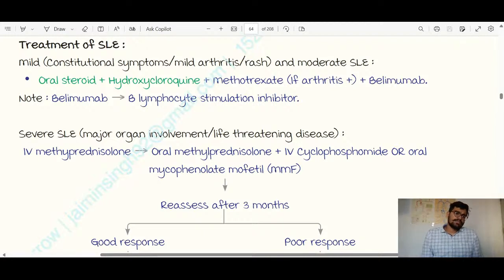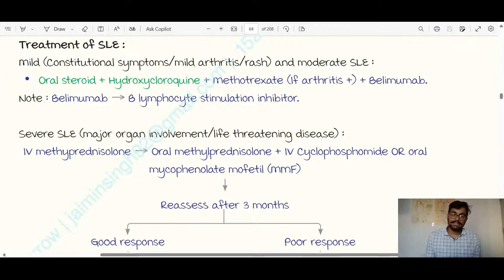Mild cases or constitutional symptoms, or mild arthritis, or rash, or moderate SLE: oral steroids plus hydroxychloroquine plus methotrexate will be one of the drugs of choice. For oral steroids, if arthritis positive, belimumab will be preferred. Note, belimumab is a B lymphocyte stimulator inhibitor.